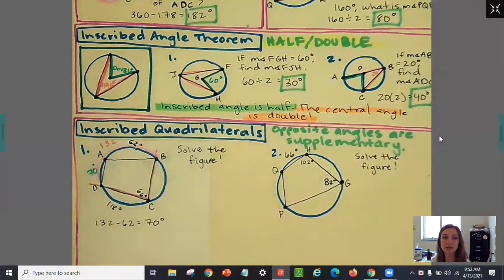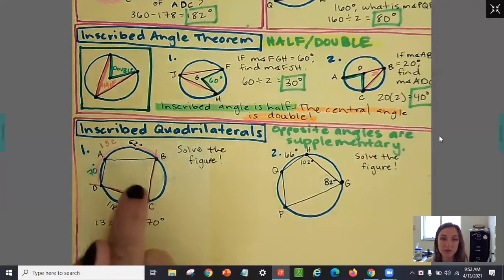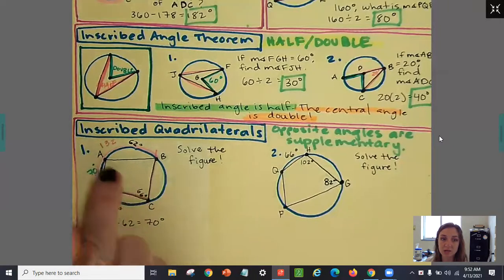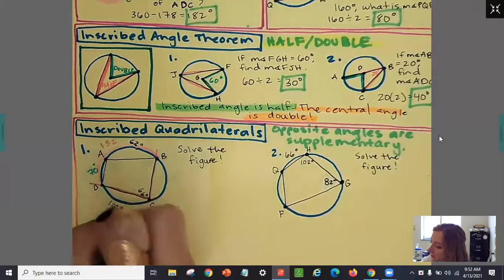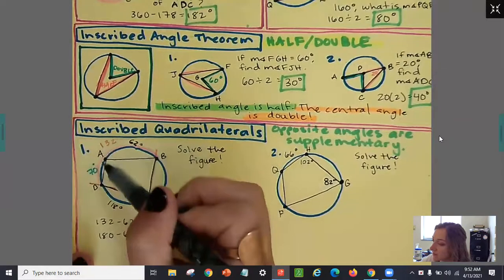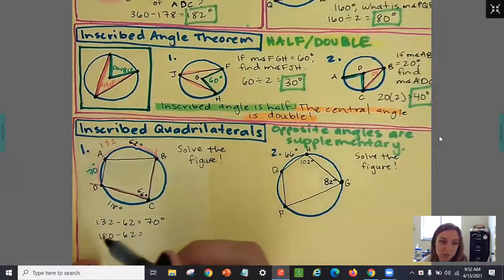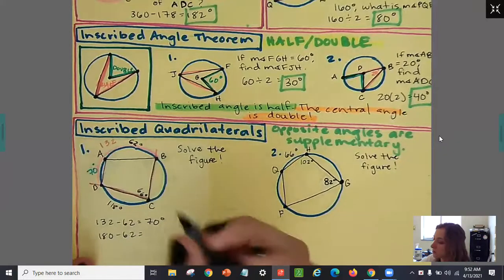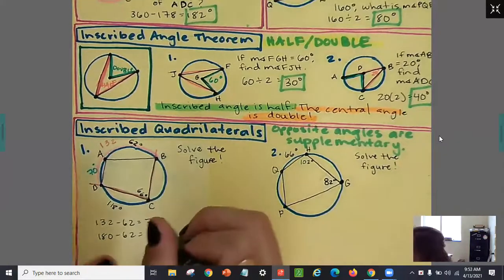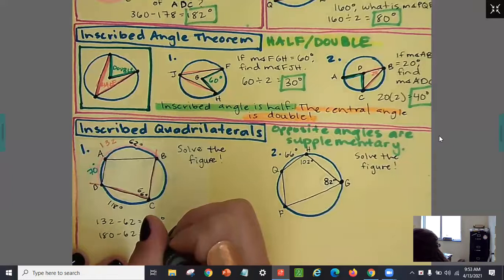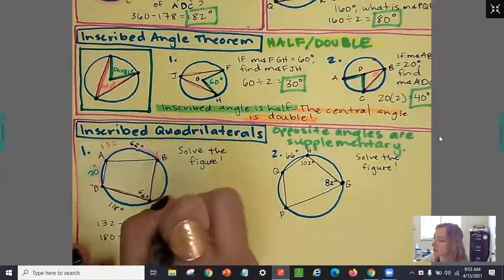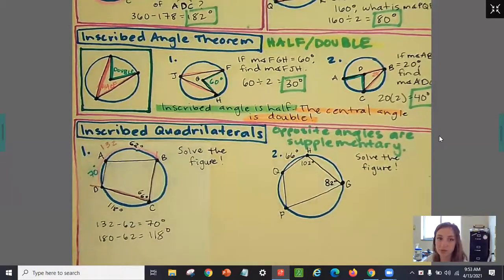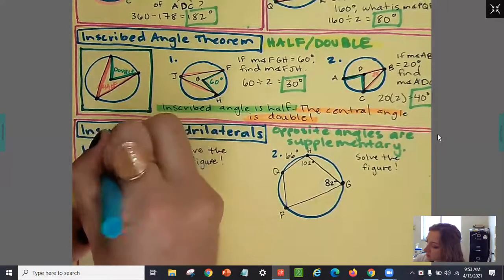All right, and now we can continue working around our circle. We know that this is 66 degrees, so we need to use the fact that these two together are going to add to 180. So if I do 180 minus 62, that is going to give us this angle right here, which is going to be 180 minus 62, which is 118. Okay, so this measure right here is going to be 118 degrees.